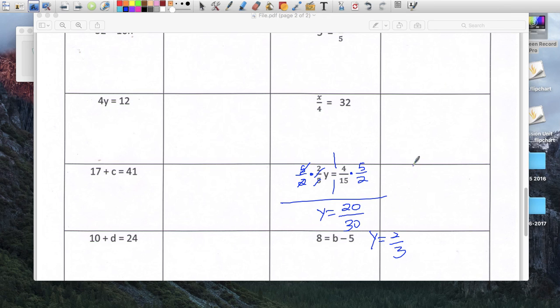And let's see if it's true. So I had 2/5 times y equals 4/15. 2/5 times y, which is 2/3, equals 4/15. Well, you can tell that it is true because 2 times 2 on top is 4, and 5 times 3 on the bottom is 15. So notice that my left side equals the right side. Okay.